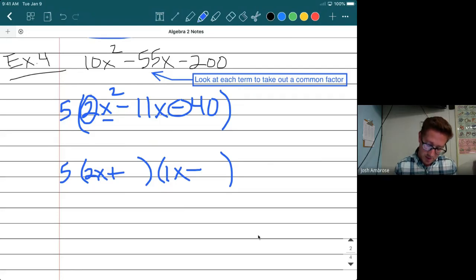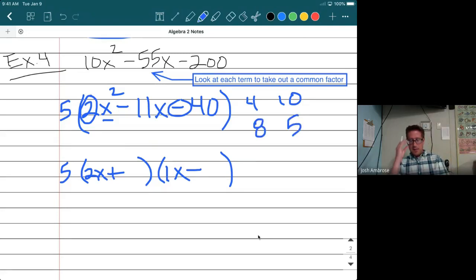All right, and then 40. What does 40 break down into? All right, 40 could be 4 and 10. Let's see, it could be 8 and 5. Okay, and let's see, it could be 20 and 2. All right, so which one of these options will work for us?